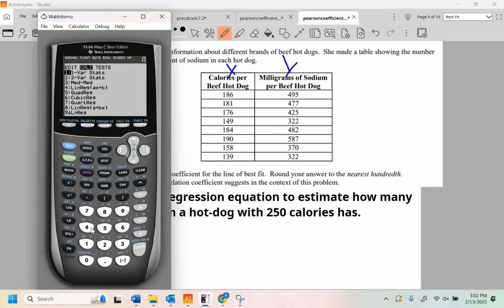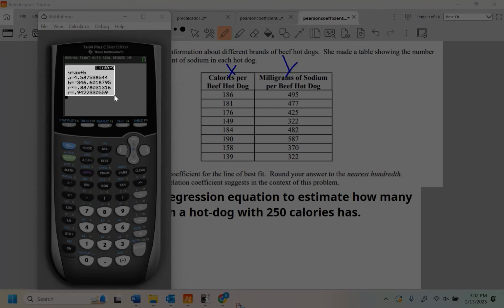Stat, calc, 4, linear regression, calculate. I'm actually going to do something different here too, by the way. I'm going to go down to store regression equation, and we'll do this another day. The next lesson will have a lot more of this. Go to vars, y variables, function, y1. That is going to take this equation and put it in y1, all right? So it's already in the calculator. And I'll show you what that looks like in just a second.